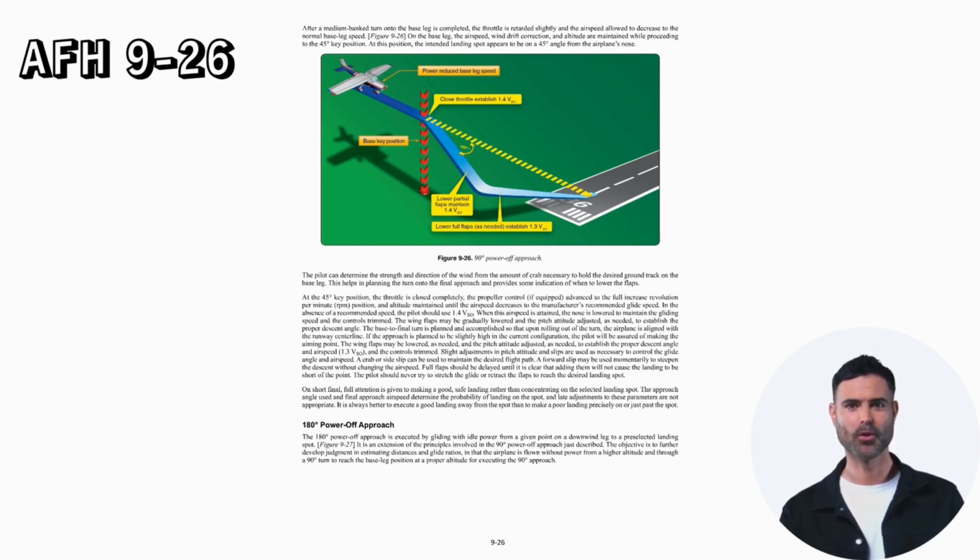180-degree power-off approach. The 180-degree power-off approach is executed by gliding with idle power from a given point on a downwind leg to a pre-selected landing spot. It is an extension of the principles involved in the 90-degree power-off approach just described. The objective is to further develop judgment in estimating distances and glide ratios, in that the airplane is flown without power from a higher altitude and through a 90-degree turn to reach the base leg position at a proper altitude for executing the 90-degree approach.